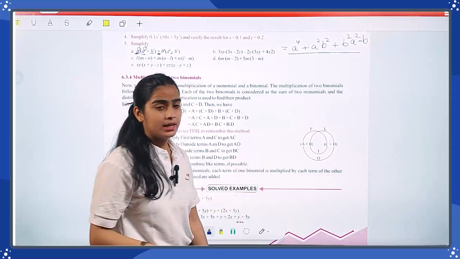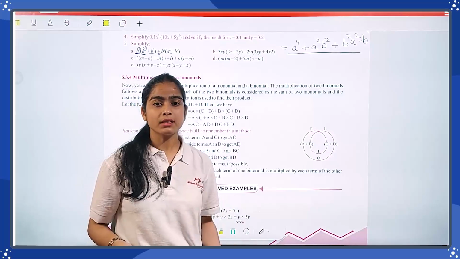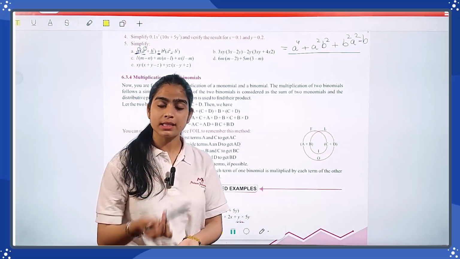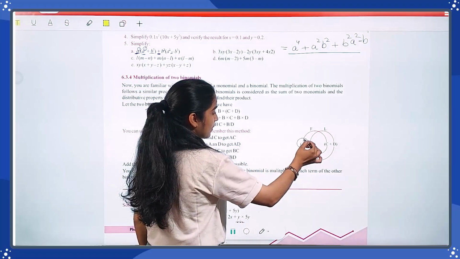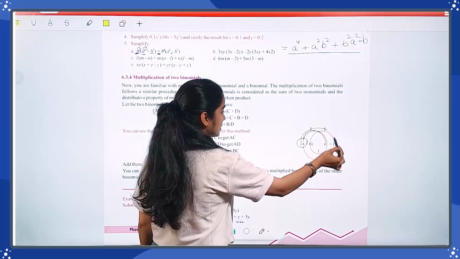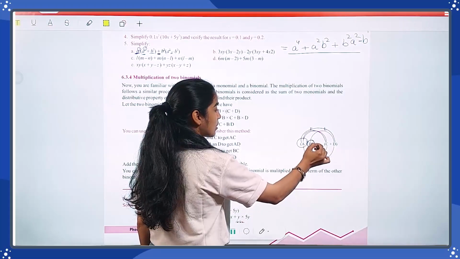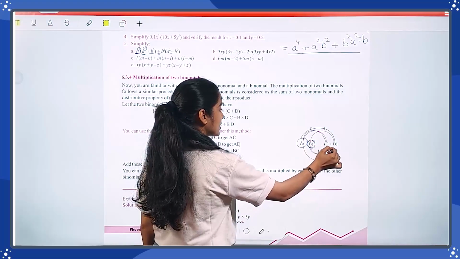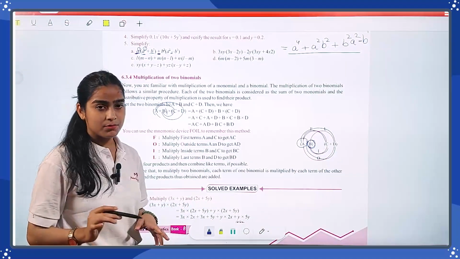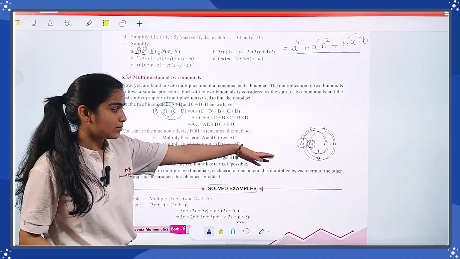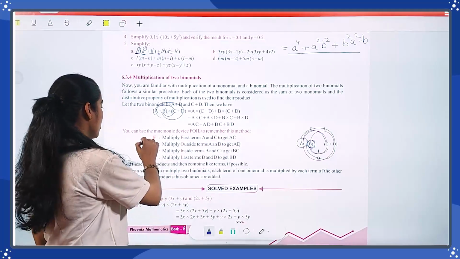Just keep in your mind that the terms outside the bracket we have to multiply with the terms inside the bracket. So this term is outside the bracket, so we multiply it with C and multiply it by D. Next, the term outside the bracket is B, so B multiplied by C and B multiplied by D. That's simple. If you face difficulty learning this method, you can use the FOIL method as well.